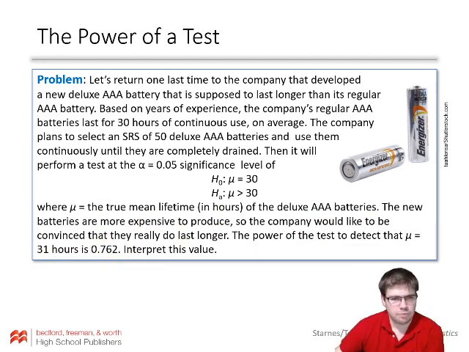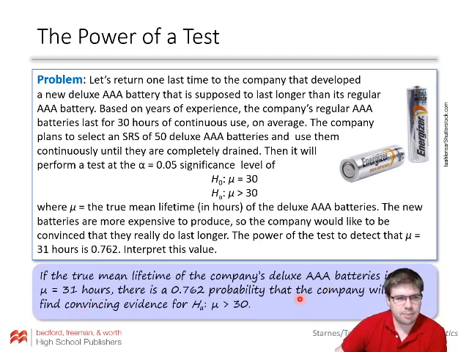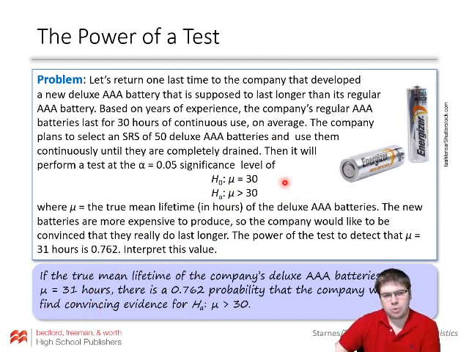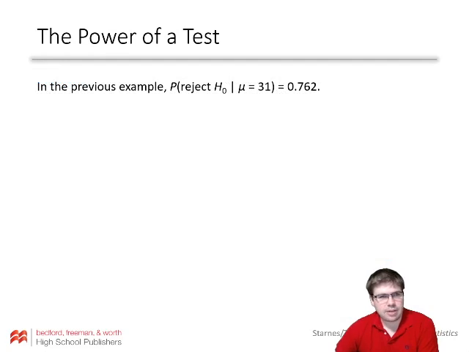So interpret this value, 0.762. If the true mean lifetime of the company's deluxe AAA batteries is actually 31, there is a 0.762 probability, or a 76% chance, that the company will find convincing evidence for the alternative hypothesis. So that means that we could get an x-bar, right? If the mean of the population is 31, I could get an x-bar of 31.5, or it could be a little bit lower. So 76% of those samples would lead us to reject, if we thought about the actual sampling distribution compared to what we would expect, how far an x-bar would need to be to cause us to reject.